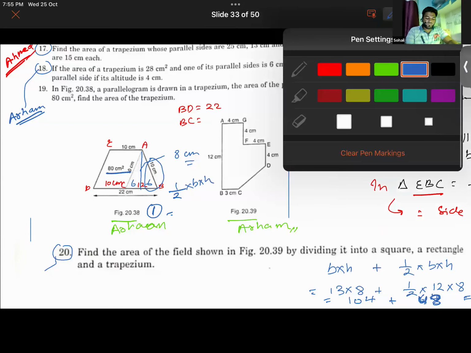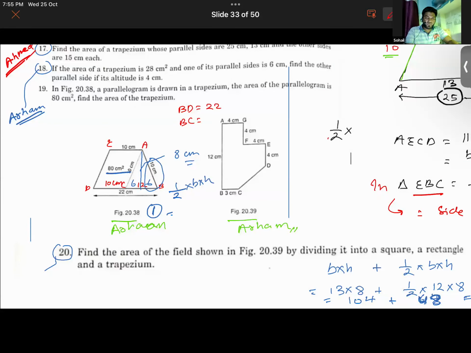Okay. So what have you done? You have divided the figure or not? Yes, sir. I have divided, sir. I first divided into a square. From F, I draw a perpendicular line from F to D.